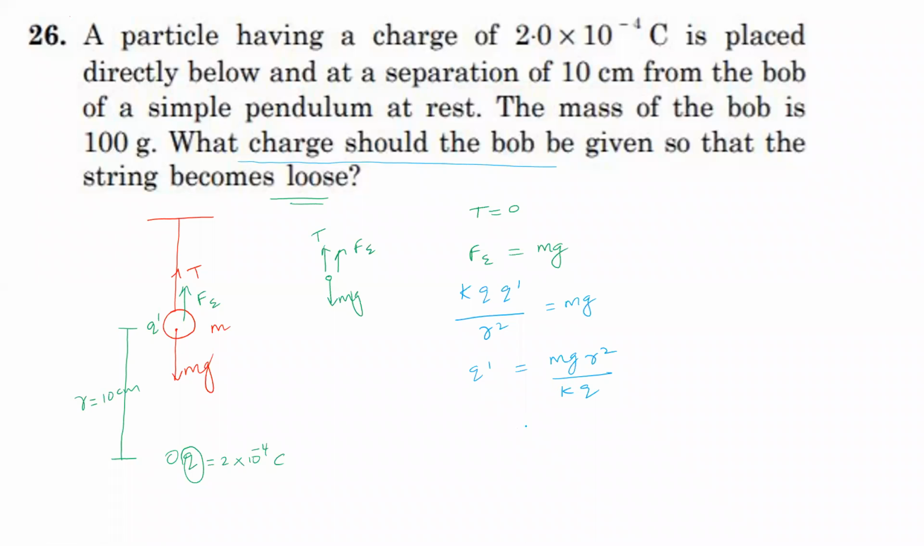Now let us substitute all the values. Here mass is given 100 gram. If you convert 100 gram into kilogram, 1 by 10 kilogram, into g value 9.8, and r value is given 10 centimeter. If you convert into meter, (10 × 10^-2) whole square, divided by k value. K value we know is 9 × 10^9, and the charge q is given, 2 × 10^-4 coulomb. By solving all this, we get q', the charge given to the pendulum, as 5.4 × 10^-9 coulomb. So when we give charge 5.94 × 10^-9 coulomb, then the string will become loose.